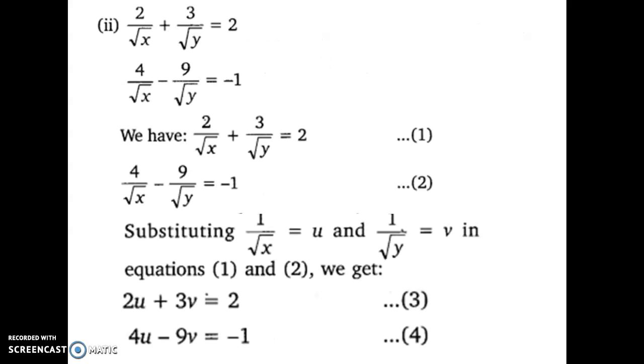Now multiplying equation 3 by 3 and adding the result to equation 4. Why are we doing this, you know, right? Because here we have to make the coefficient of v the same. That's why we are going to multiply this equation by 3. So equation 3 we are multiplying by 3.